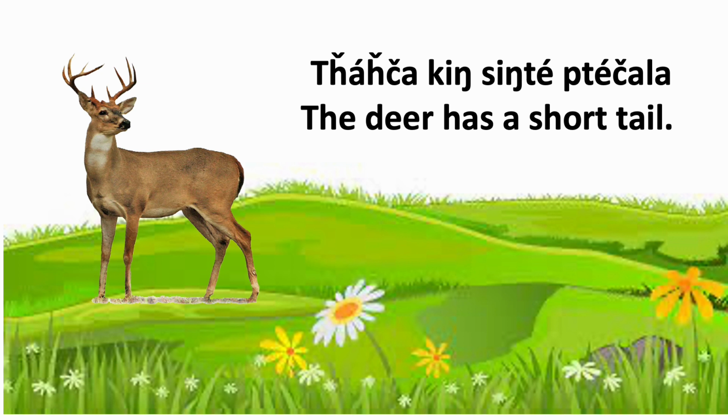Following that sequence, takhja ki sinte ptechla. The deer has a short tail. Takhja ki sinte ptechla. And like I said, if you're using an animal prop, you're just going to be going around and pointing at the different animal body parts and then describing them in that manner. Or if you want to put it up on the big screen and use a pointer or something, you can do that.